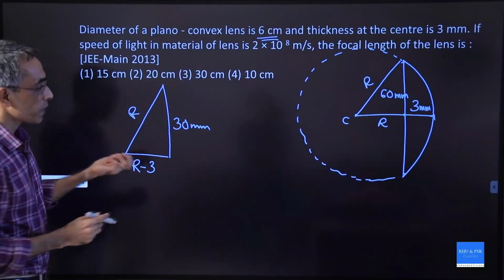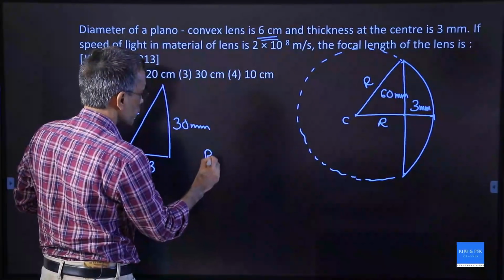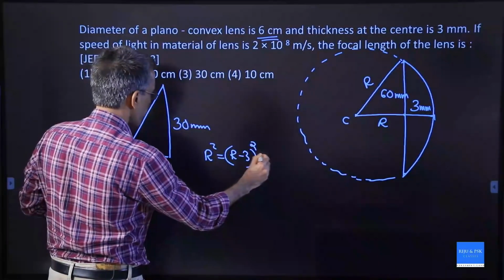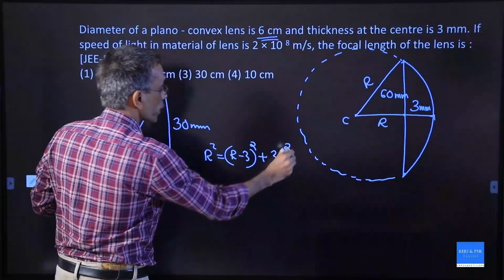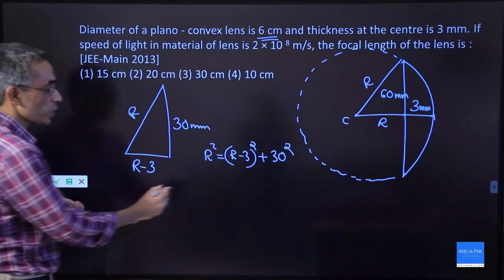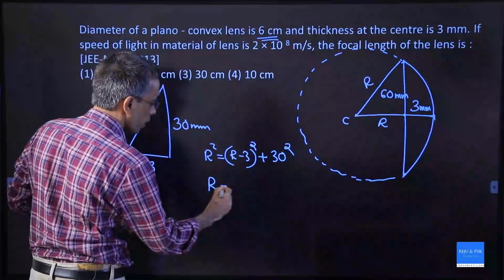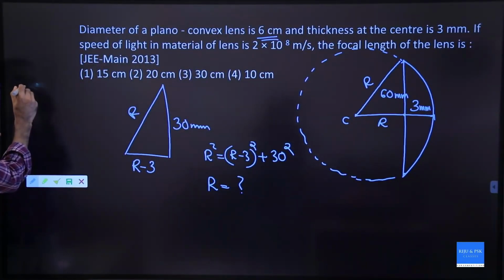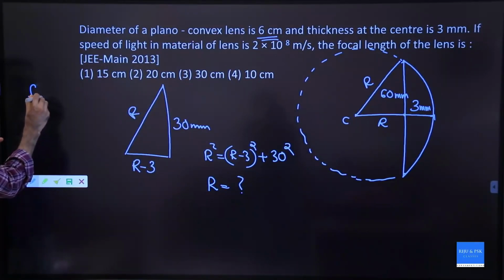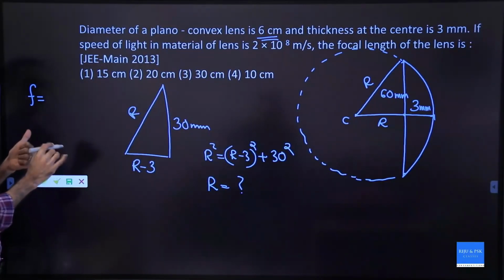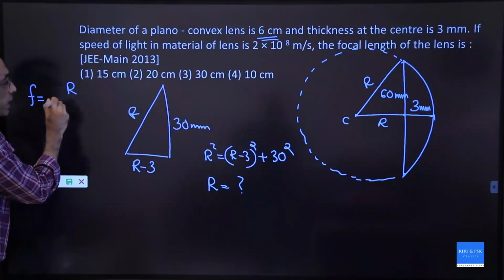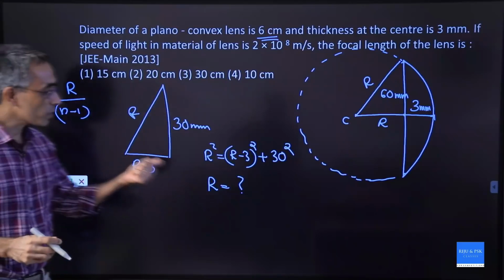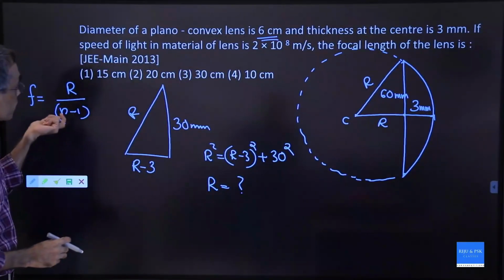Now you can use Pythagoras theorem and say that r square is equal to (r minus 3) whole square plus 30 square. Now you can solve this for r. Now what? For a plano-convex lens, using lens maker's equation, we can get a shortcut equation. It is given by r by (n minus 1). You calculate r from this, and how to get the refractive index n?